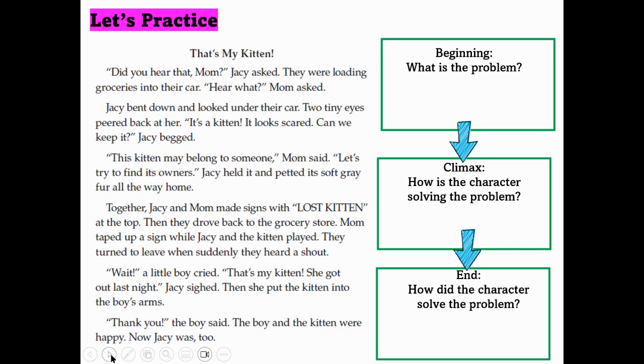Then they drove back to the grocery store. Mom taped up a sign while JC and the kitten played. They turned to leave when suddenly they heard a shout. Wait, a little boy cried. That's my kitten. She got out last night.